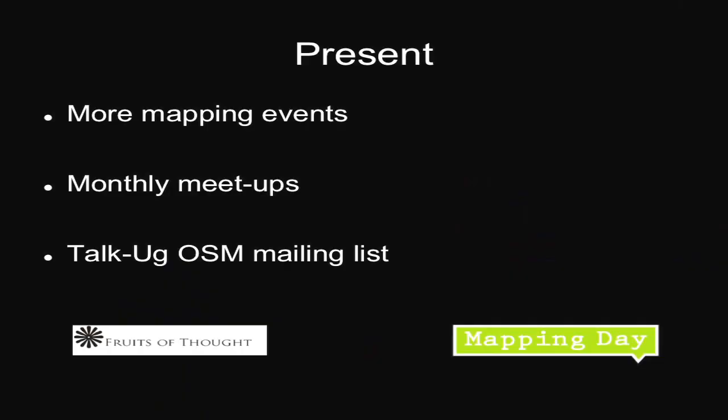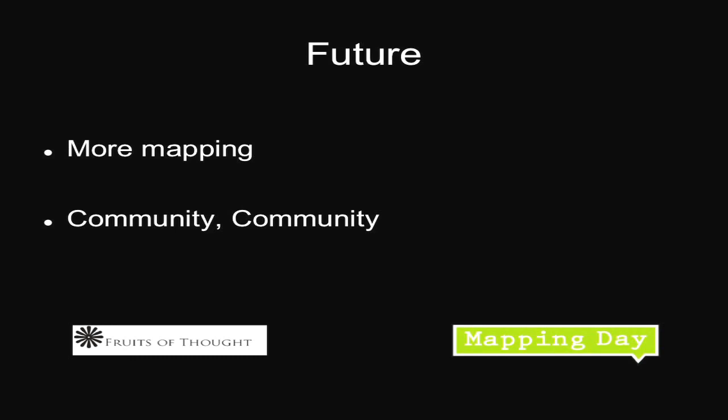Presently, we are continuing with the training, and the beautiful thing about this is that we've actually got people that are able to organize their own training sessions and train other people. For the future, we have the main aim of having a beautiful map of Uganda that is easy to use. And we cannot do that without community. So we get the community involved.